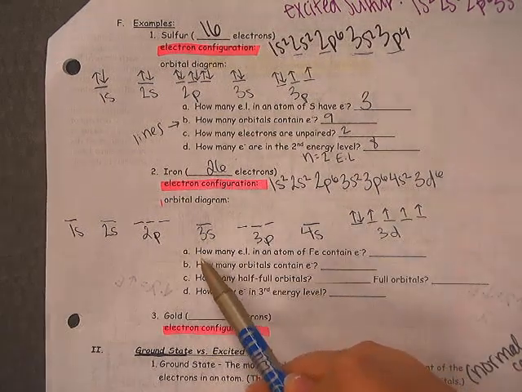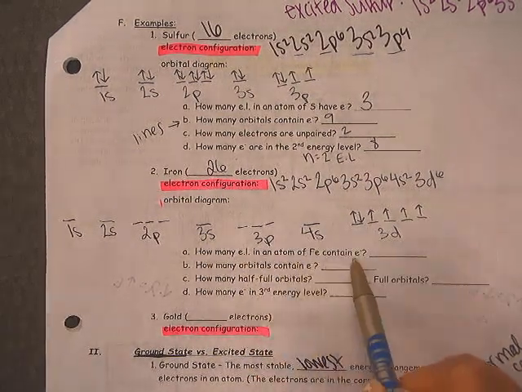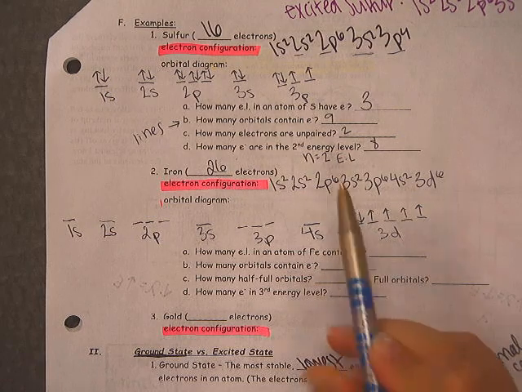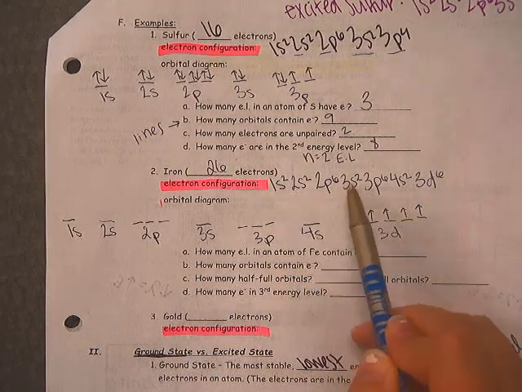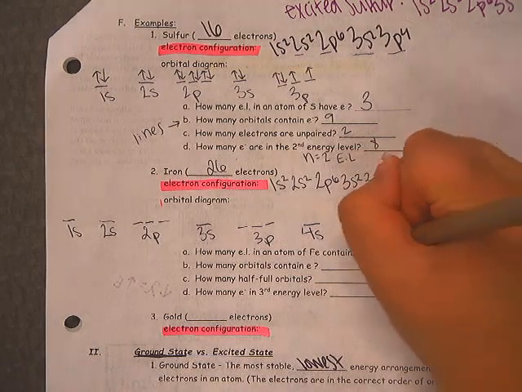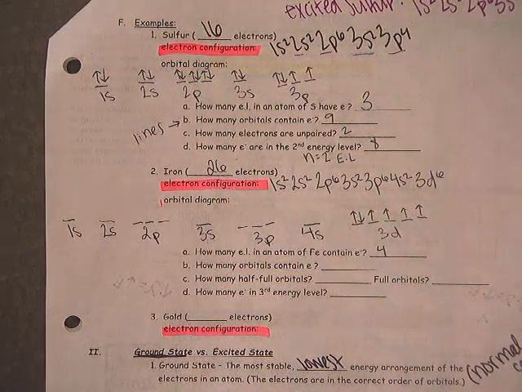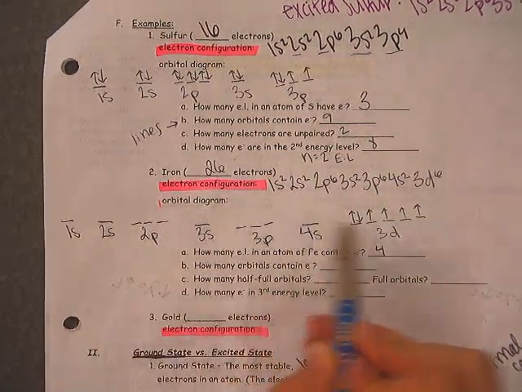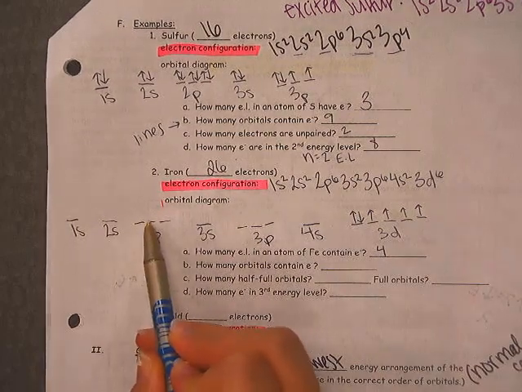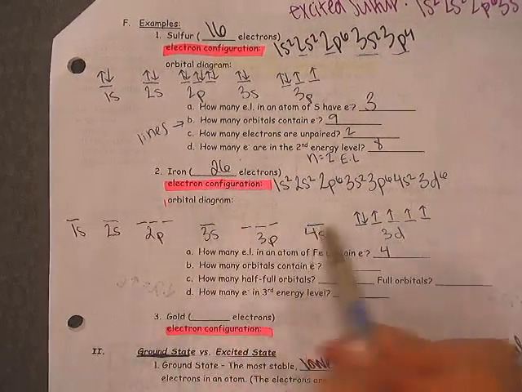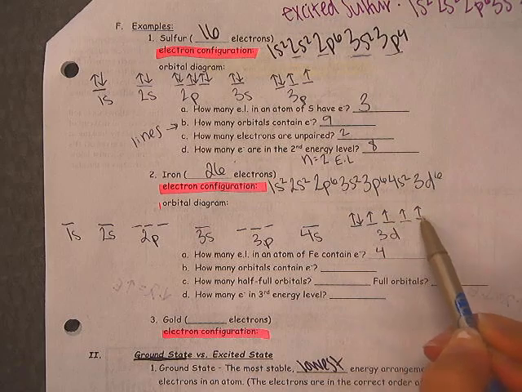All right, letter A says how many energy levels in an atom of iron contain electrons? The number of energy levels, I have energy level 1, energy level 2, energy level 3, and energy level 4. So that'll be all 4. How many orbitals contain electrons? Assuming that I actually took the time to fill all of these in, would be 1, 2, 3, 4, 5, 6, 7, 8, 9, 10, 11, 12, 13, 14, 15.